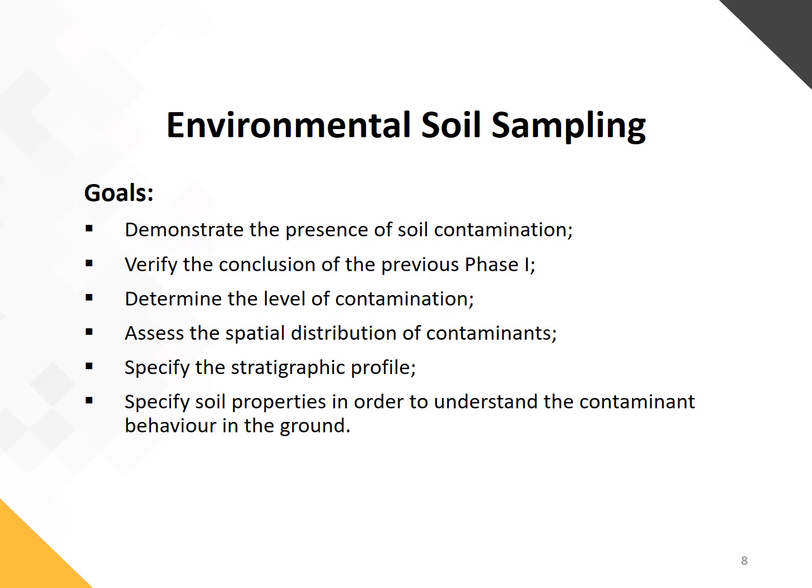What are the different goals of soil sampling? Well, first is to demonstrate the presence of soil contamination. It's also to verify the conclusion of the previous phase 1. It's also to determine the level of contamination. You want to assess the spatial distribution of contaminants. You want to specify the stratigraphic profile of the soil. And you also want to specify all the different soil properties in order to understand the contaminant behavior in the ground.